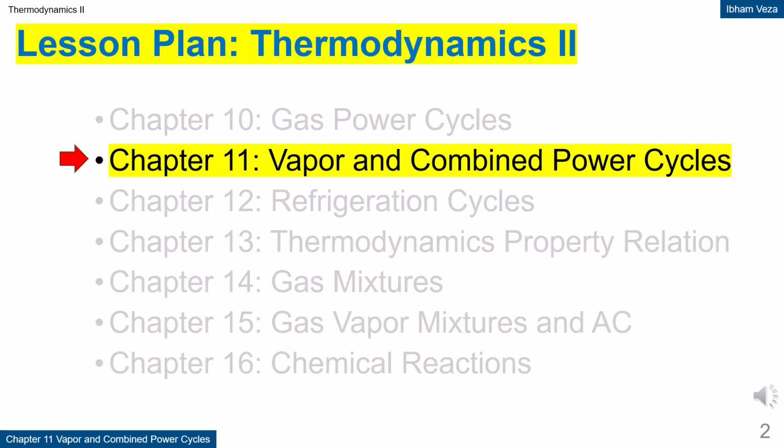Lesson plan. The course structure shows that vapor cycles sit in the middle of advanced thermodynamics topics. Previously, gas cycles were covered, and next will be refrigeration and property relations. This confirms that vapor cycles bridge basic concepts and real system applications. The sequence is designed so understanding grows progressively. All topics are interconnected in energy system analysis.